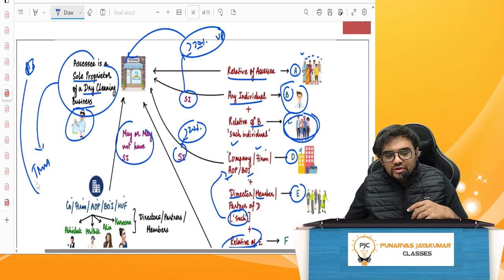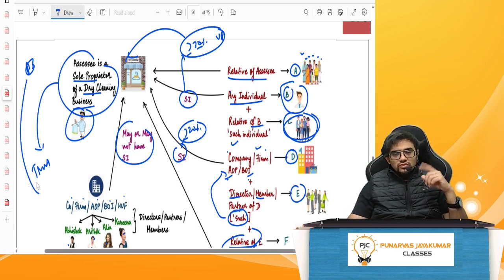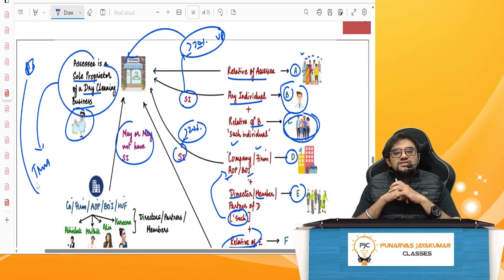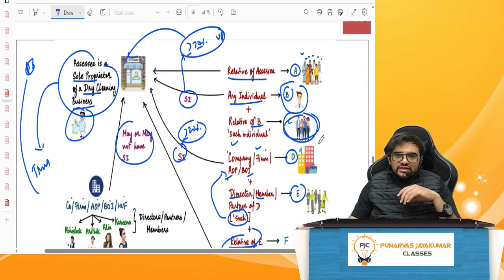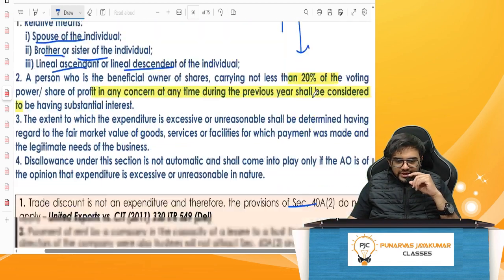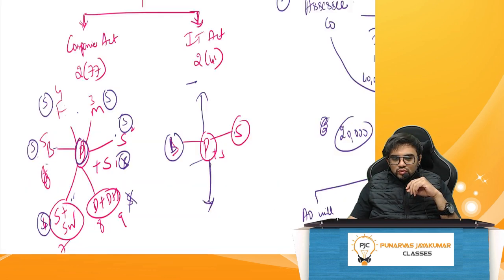These are some of the important points. In company law, we have the related party relative definition in section 2 clause 77, the related party definition in section 2 clause 76, and we have related party again in section 188. So they are separately given there. So here it is different, that is different. So this is what we need to keep in mind. That is regarding 40A.